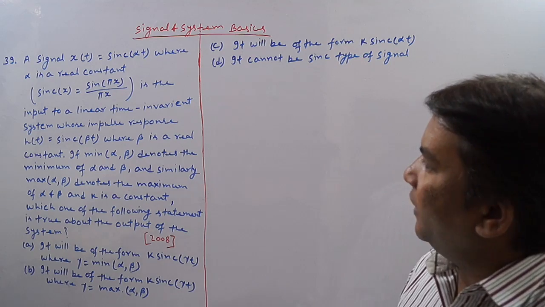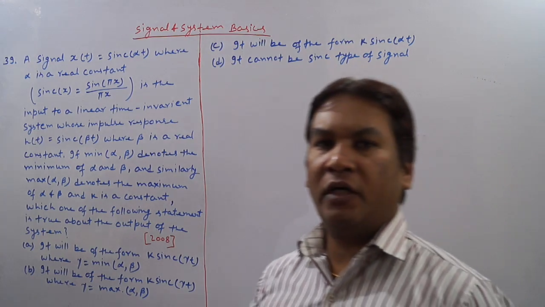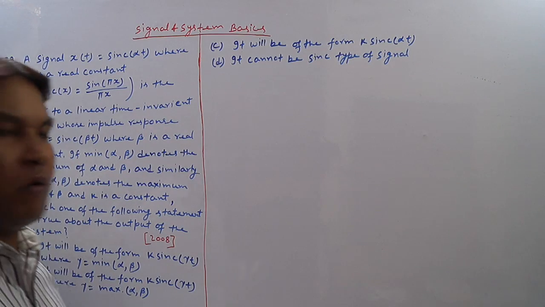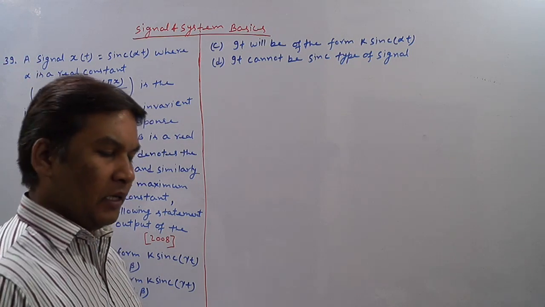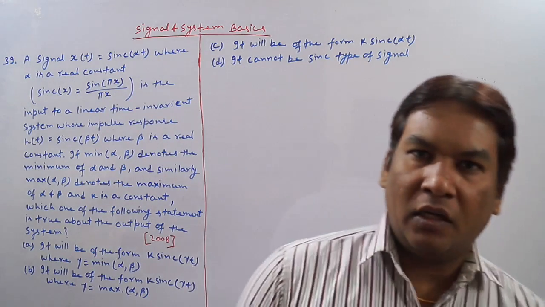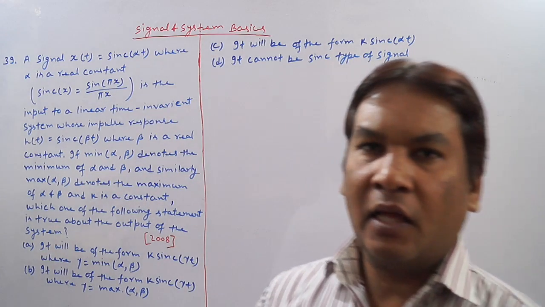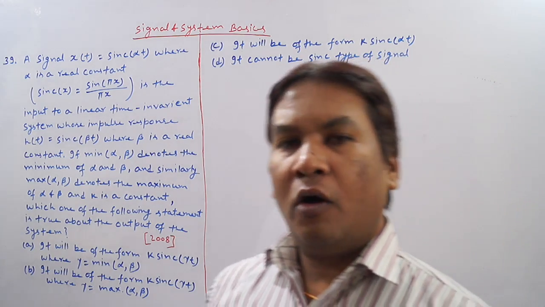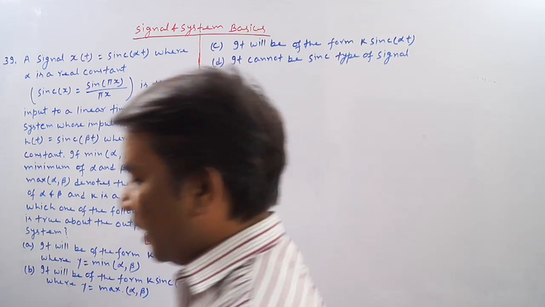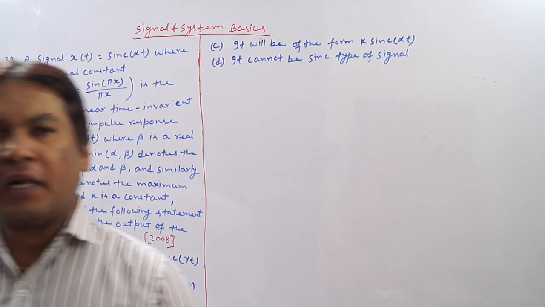As we know from the Fourier transform, the Fourier transform of sinc alpha t is a rectangular pulse of magnitude 1 by alpha, varying between minus alpha by 2 to plus alpha by 2.